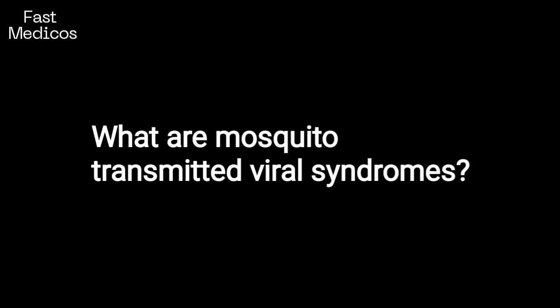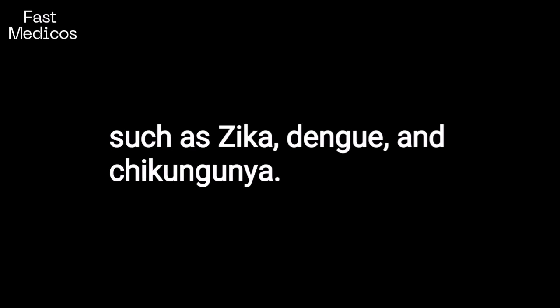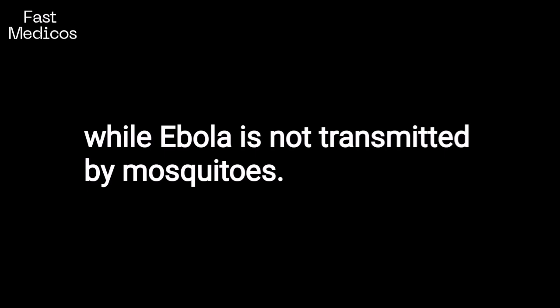42. What are mosquito-transmitted viral syndromes? Mosquito-transmitted viral syndromes are diseases spread by mosquitoes, such as Zika, dengue, and chikungunya. These viruses are transmitted by Aedes mosquitoes, while Ebola is not transmitted by mosquitoes.